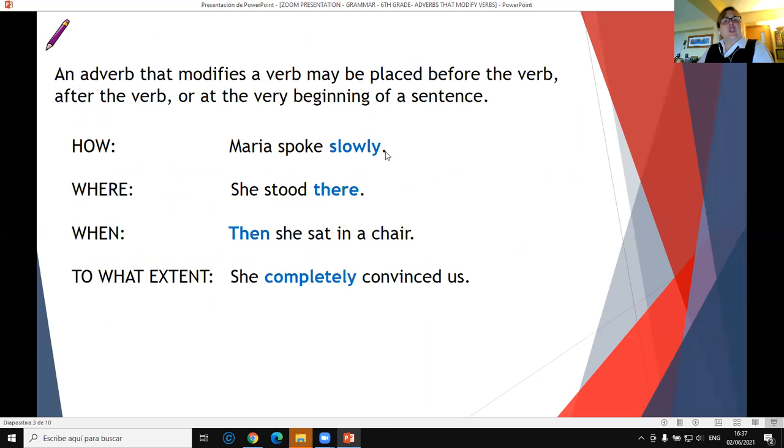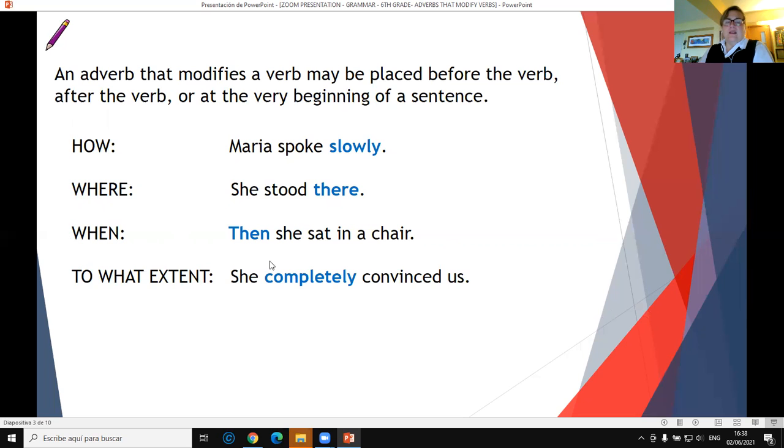Maria spoke slowly. Here the adverb is slowly. As you can see, this is an adverb that ends with ly and is telling you how Maria spoke. So it's telling us how about the verb spoke. An example of an adverb that tells us where about the verb, we have the sentence: She stood there. So where did she stand? She stood there. There is the adverb that is telling us where.